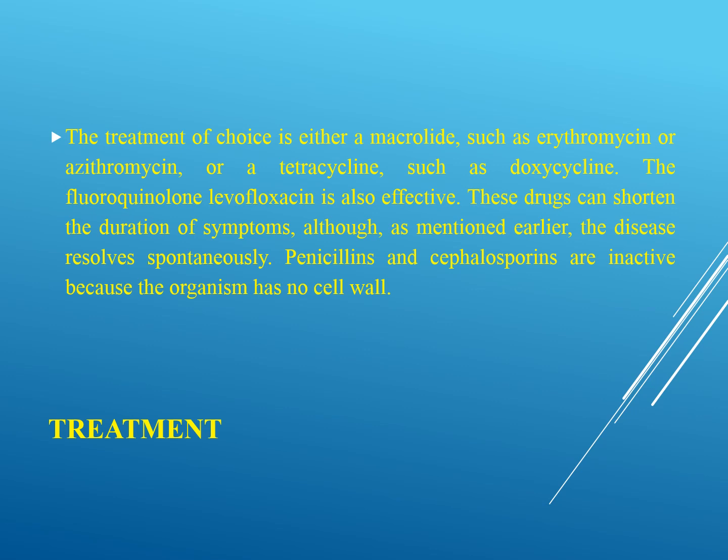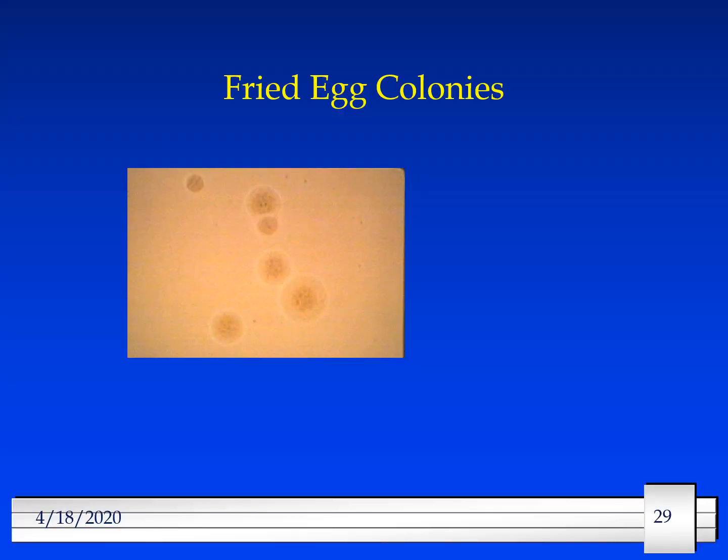The drug of choice in treatment of infection caused by Mycoplasma species, such as infection caused by Mycoplasma pneumoniae or Mycoplasma genitalium, is azithromycin or tetracycline. Sometimes a fluoroquinolone, such as levofloxacin, is also effective, while penicillin and its derivatives are not effective because the organism has no cell wall. This figure shows fried egg colonies of Mycoplasma species.